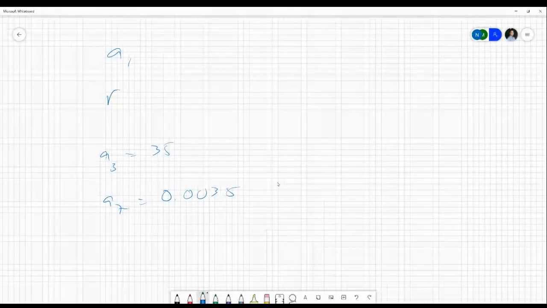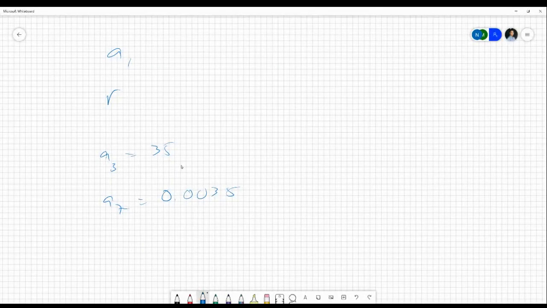Okay, so it's find A1 and R for the following geometric series. A3 equals 35, A7 equals 0.0035. Yes, sir. Okay. Let me share the screen here. Can you look at that and see if I wrote it down correctly? Yes, sir. That is correct, sir. So A3 is 35, A7 is 0.0035.